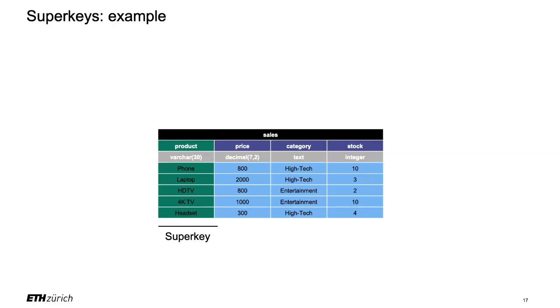But the empty set is not a super key because there's 5 tuples in there. If I don't tell you anything, then you don't know what tuple it is. So the empty set is not a super key, and thus product is not only a super key, it's a candidate key because there is no strict subset of products that would be a super key. For whom is that clear now?